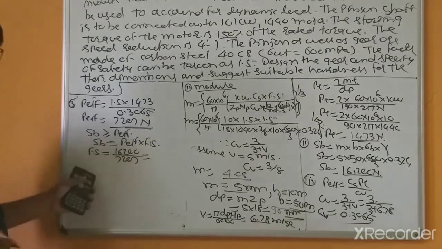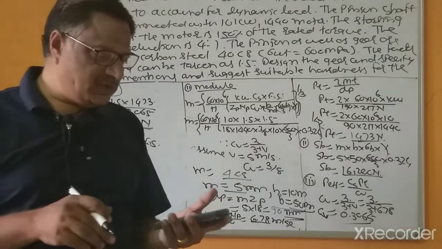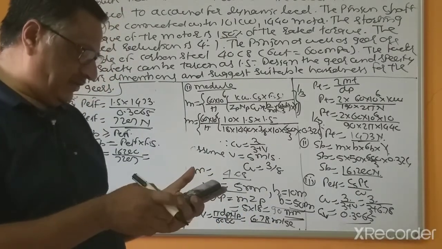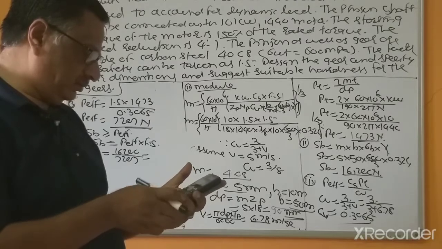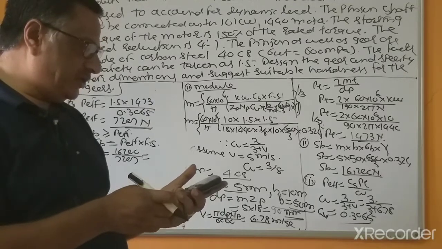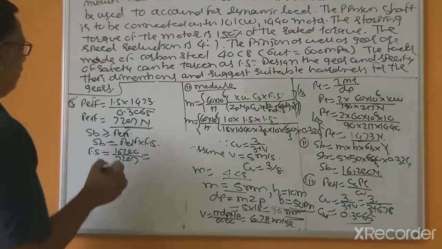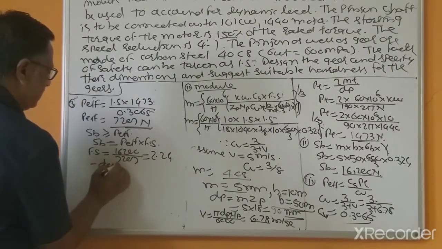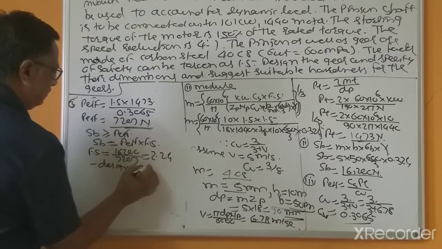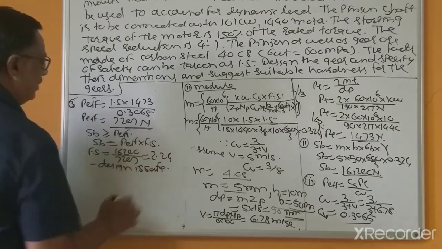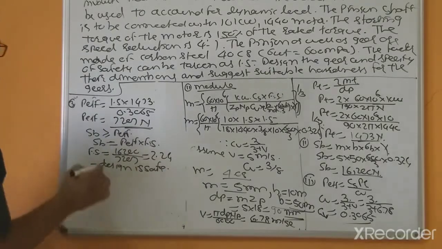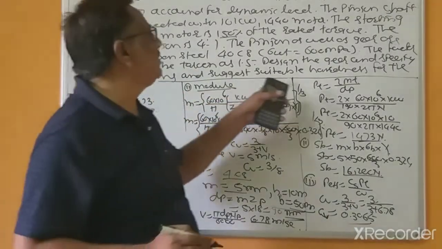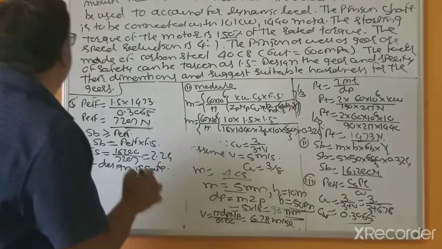So if this is greater than, the factor of safety is 1. So that's why the design is safe. Factor of safety equal to 2.24 means the design is safe. Now the last part: find the dimensions and suggest the suitable hardness for the gears.